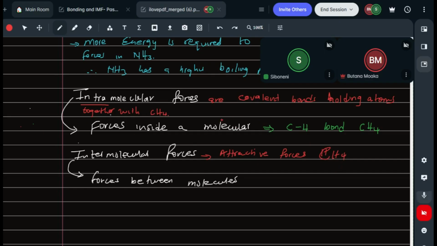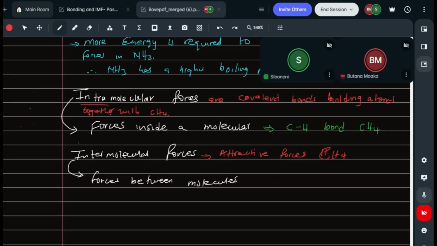So the intramolecular forces are the covalent bonds holding the atoms together in that CH4. And then the intermolecular forces will be the attractive forces between the neighboring CH4. Can we move to the next question? Do you understand how to answer this one? Wait, pardon. Please repeat yourself.